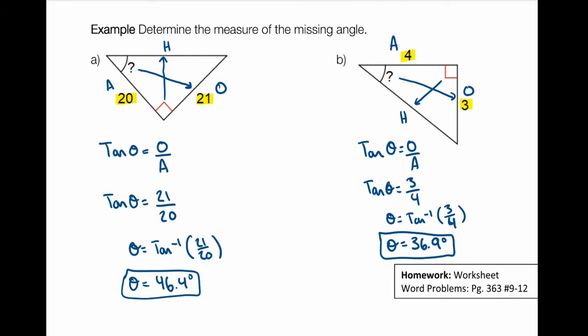So again, the main things that you should get from this lesson are how to label the sides of a right angle triangle for the purposes of trig, and how to use the tan ratio to solve for a missing side or missing angle. And again, in the next lessons, we are going to look at the other ratios, but you'll see that it's very similar.